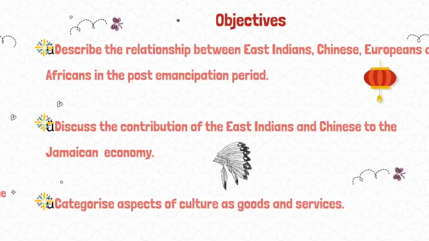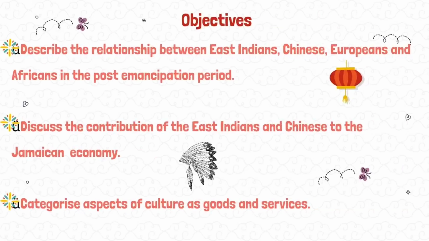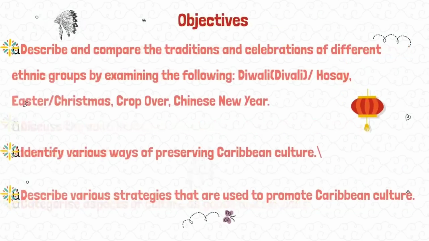You should be able to describe the relationship among the East Indians, Chinese, Europeans, and Africans in the post-emancipation period. Also, be able to discuss the contribution of the East Indians and the Chinese to the Jamaican economy, and categorize aspects of culture as a good or a service. Also, you should be able to describe and compare the traditions and celebrations of the different ethnic groups by examining their major festivals.